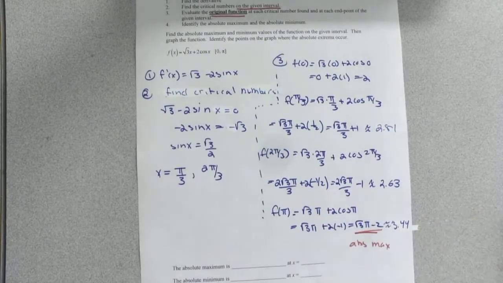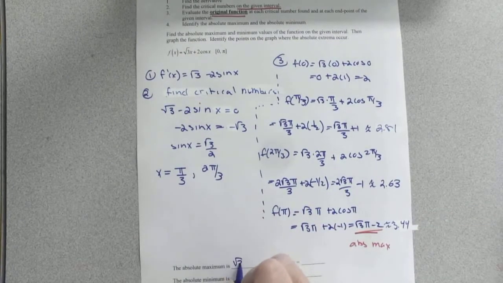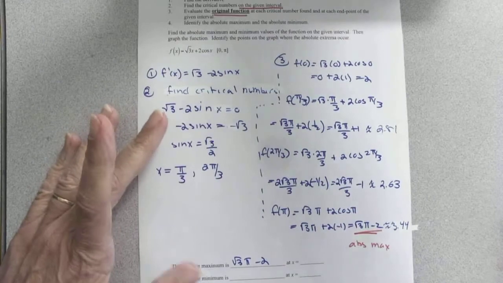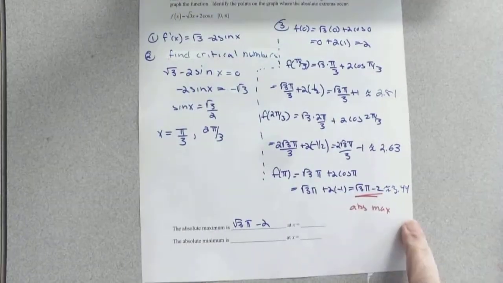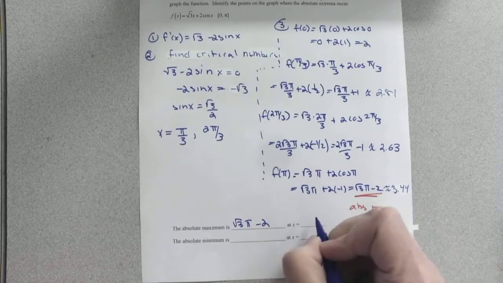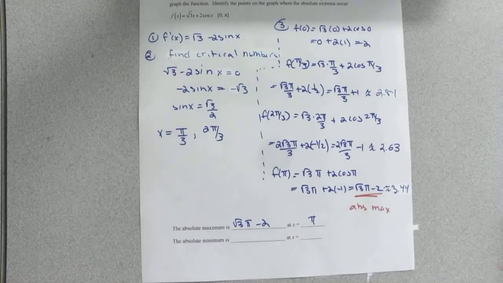Now, what I'm going to write on my answer line is not 3.44, but square root of 3 pi minus 2. Come test time, and if we have quizzes, you write the decimal there, you are not getting full credit. You are never going to get full credit for decimal approximations, because part of calculus is finding things exactly. There's the exact answer. So the maximum is square root of 3 pi minus 2, and that occurred at pi.